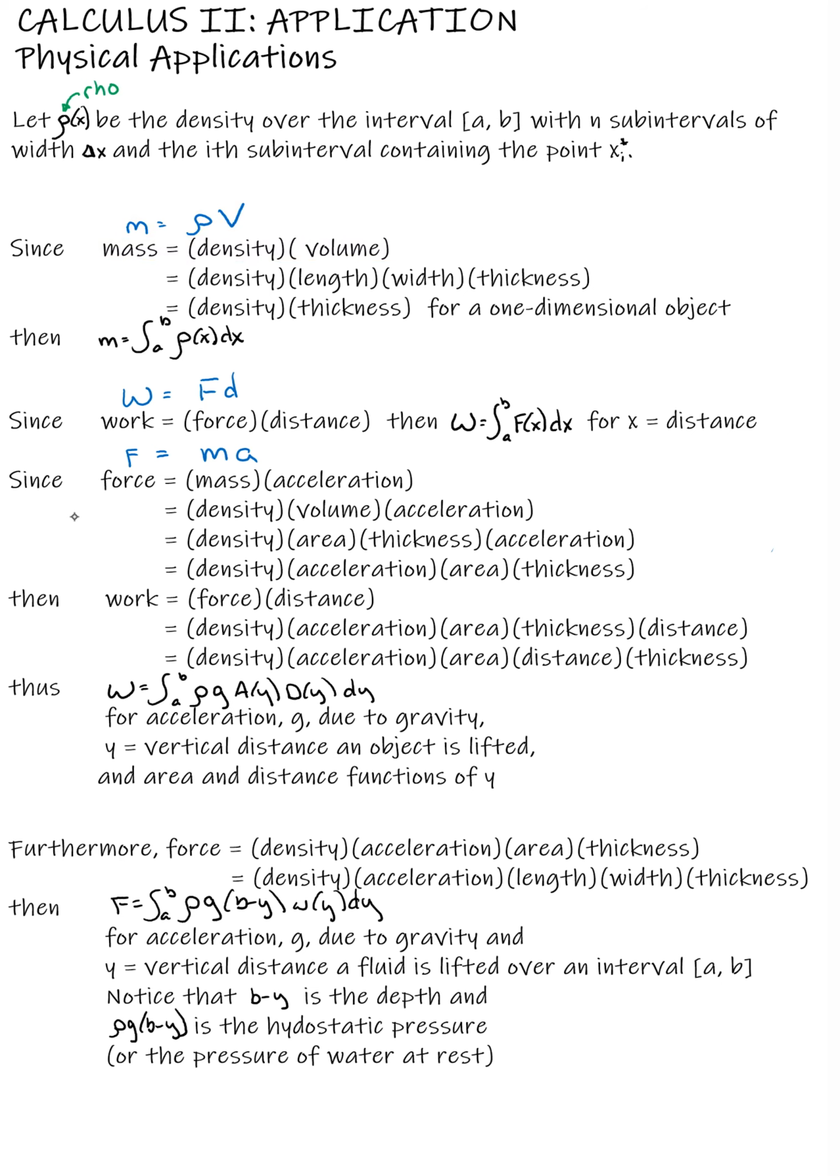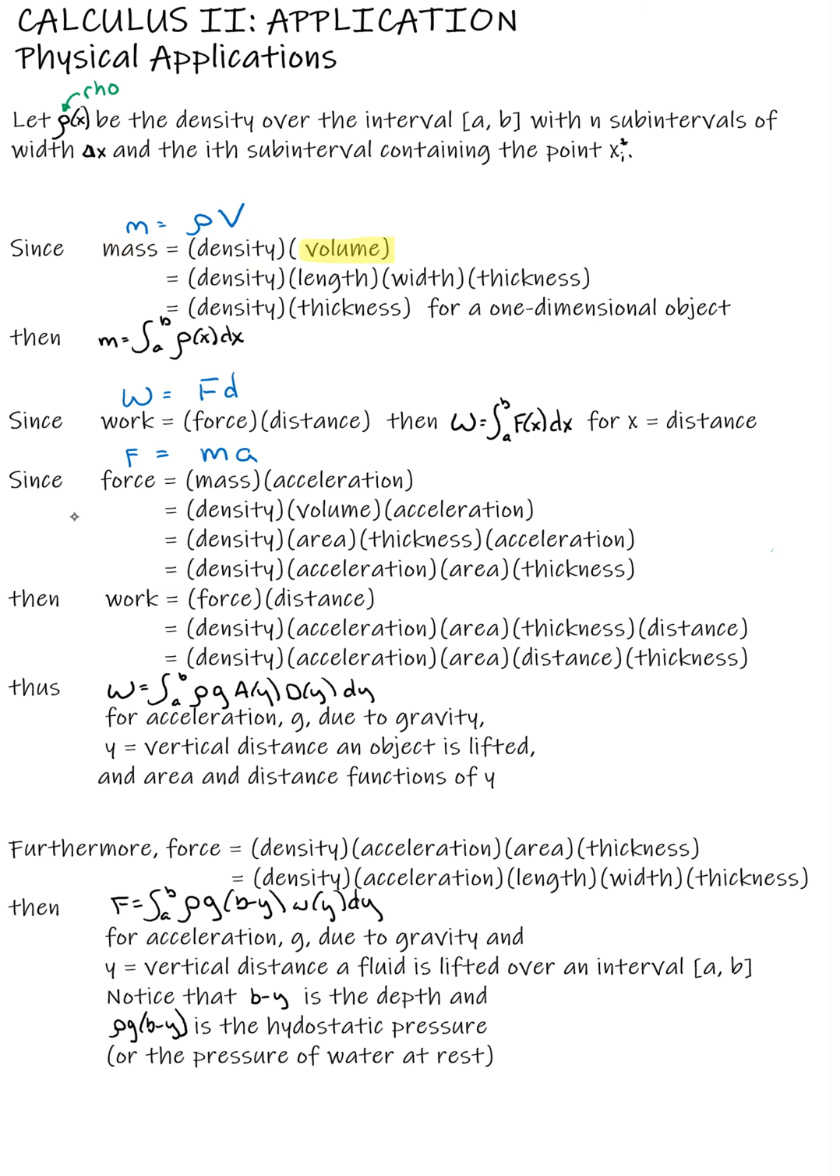Lowercase v is usually for velocity, although some people say that velocity is denoted by the Greek letter nu, but it turns out the Greek letter lowercase nu looks like lowercase v. Okay, so again we have mass is density times volume.